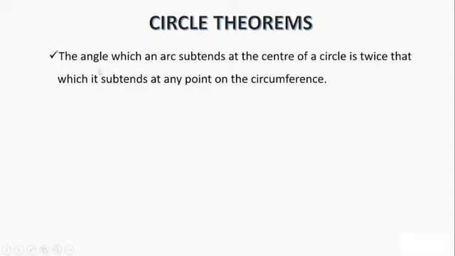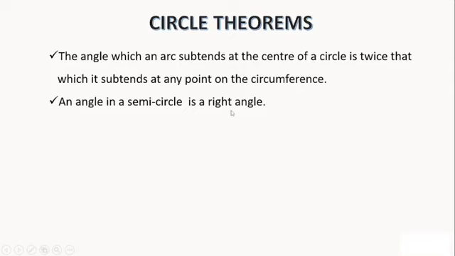So we have different circle theorems, and these circle theorems help us to be able to solve problems using angle properties of the circle. They can also help us to solve problems involving tangent properties. So the first circle theorem that we are going to look at is the angle which an arc subtends at the center of a circle is twice that which subtends at any point on the circumference. Okay, this is the circle property or the angle property. Another property we're going to look at is an angle in a semicircle is a right angle.